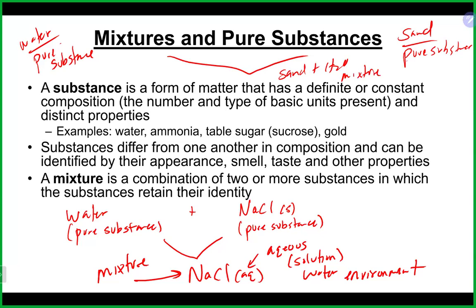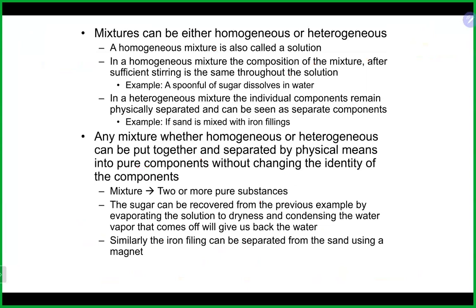Now, regardless of the type of mixture it is, everybody still retains an important part of their identity. So let's talk about the two different types of mixtures. The first type, a homogeneous mixture, is called a solution, and those are typically things that have the little aqueous symbol next to it. In a homogeneous mixture with sufficient mixing, everything will look the same throughout. It'll all just look like one layer, one phase, like the sodium chloride in water.